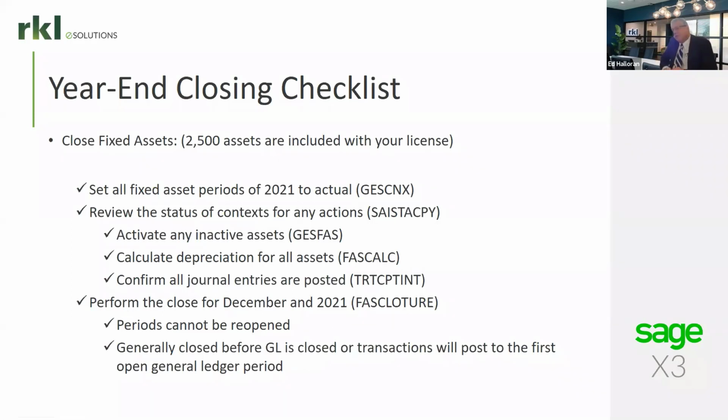All right, so then you can perform the close for December and 2021. And once periods are closed, they can't be reopened. That's usually not an issue because if you do need to add an asset, you can always backdate an asset. It'll just post any depreciation entries or any type of entries to the first open GL period. So you might have some timing differences if you do backdate assets, but the entries will still post. They'll just post to a different period than when they really happened. So you can consider that.